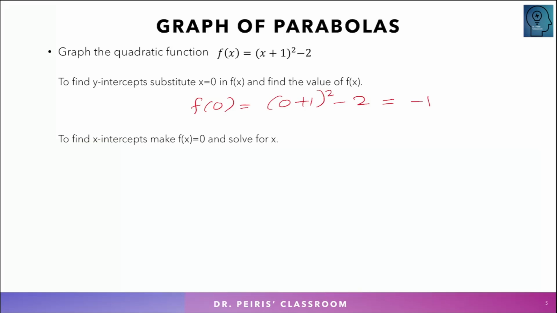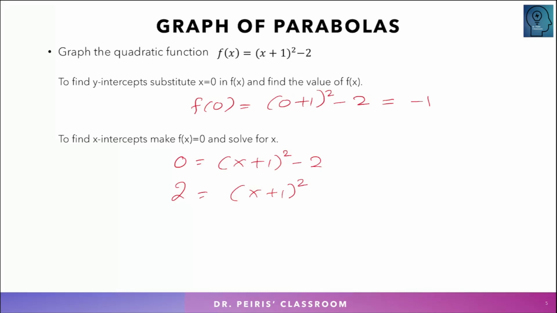To find the x-intercepts, we substitute f of x equals 0, or basically we make y equal 0. So 0 equals (x plus 1) squared minus 2. Then we need to solve for x. The way to solve for x is to isolate the square term, because all the time we are going to have this square term when the quadratic function is given in the standard form. To do that, we bring the 2 to the other side, which becomes plus 2, so 2 equals (x plus 1) squared.